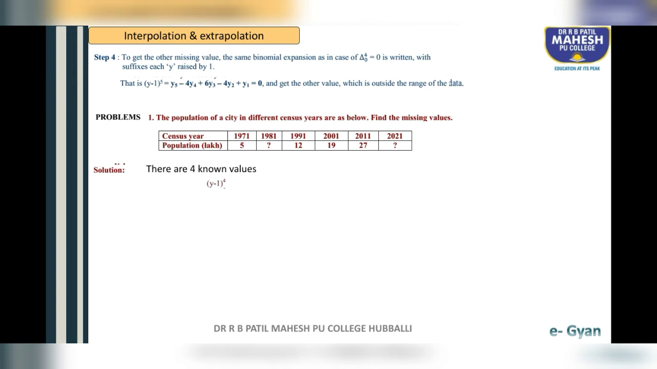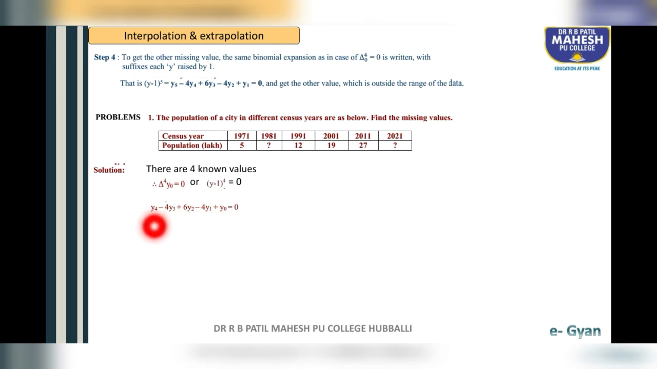Students, the first step is, here there are 4 known values of y. 1, 2, 3, 4. So there are 4 known values of y. Therefore the expansion becomes delta raised to 4 y0 is equal to 0, or y minus 1 raised to 4. So the nth value is 4. As you know, if the n value is 4, decrease the y value down to y0: y4, y3, y2, y1, y0.